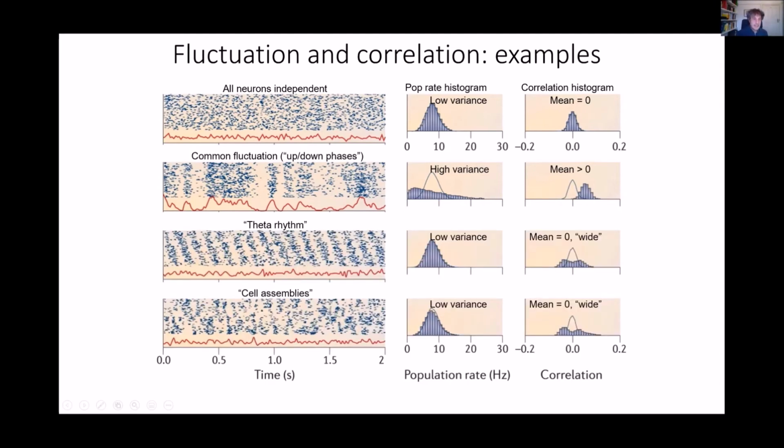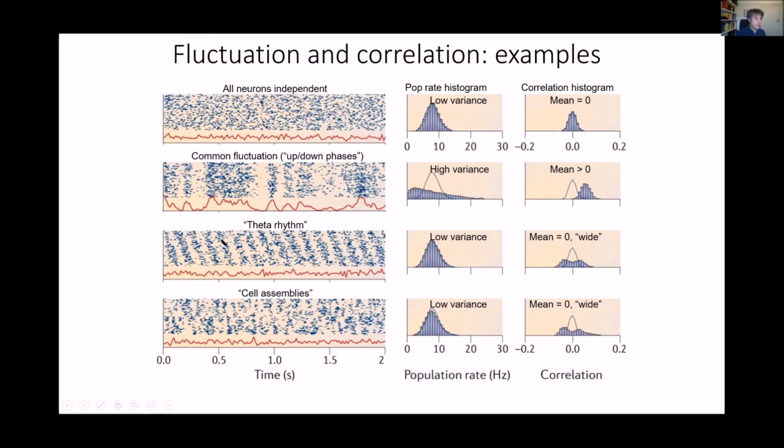There are other ways to get desynchronized states. These two examples here are examples where there's a low variance in the population rate, and therefore mathematically there has to be a correlation that is close to zero on average. The mean correlation is close to zero because that's what we have mathematically. But that doesn't mean every correlation is zero. Some are significantly positive and some are significantly negative. And you can get that in different ways.